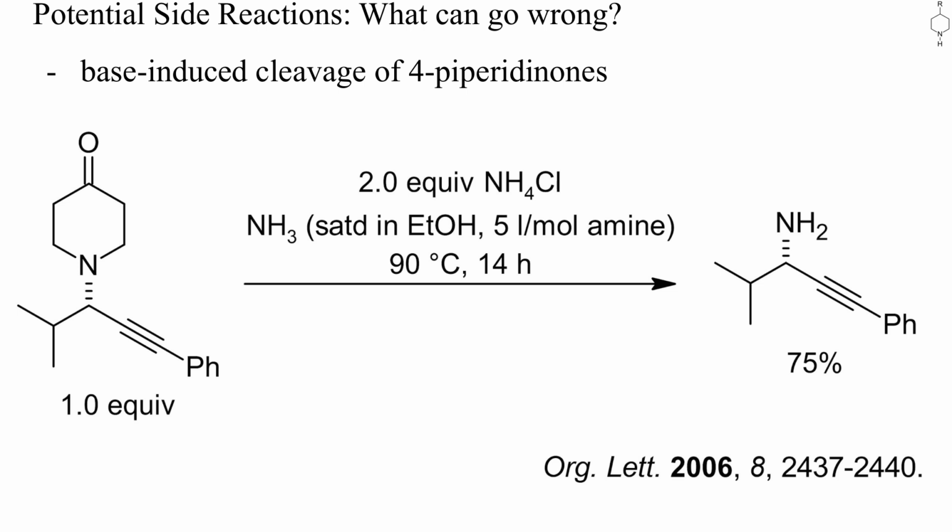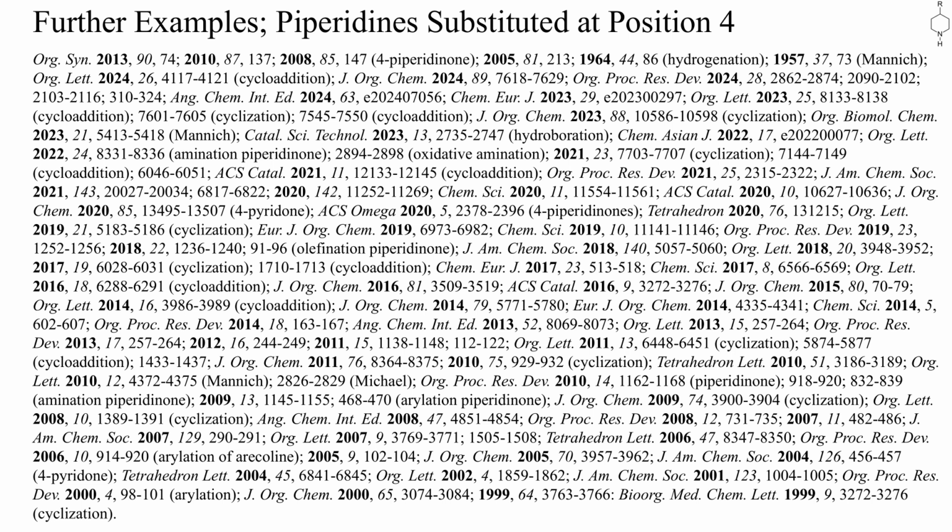Nevertheless, under aprotic conditions and in the absence of nucleophiles, 4-piperidinones can be sufficiently stable, even in the presence of strong bases. I've shown you several examples earlier. Here's a selection of some more, mostly newer references, which you can also find in the description of this video.